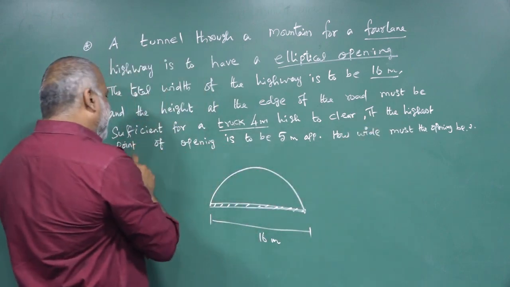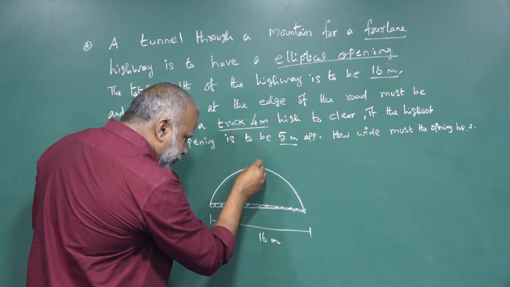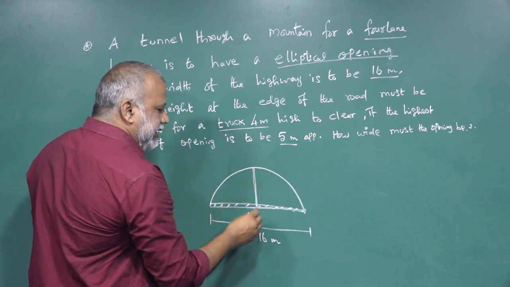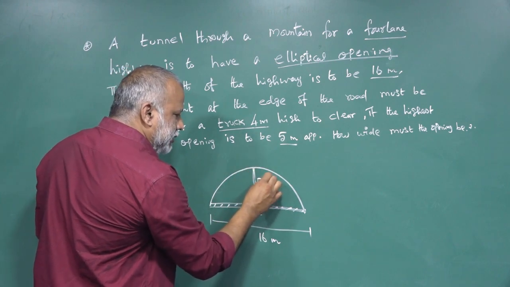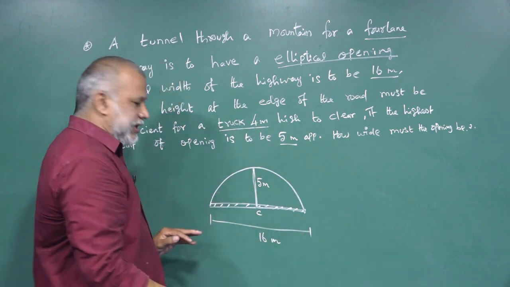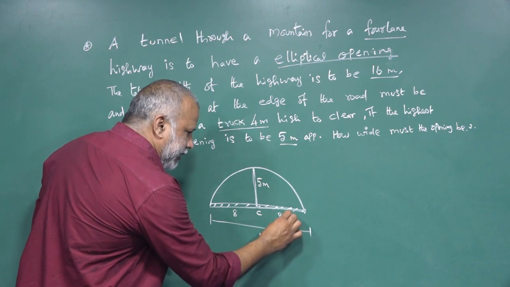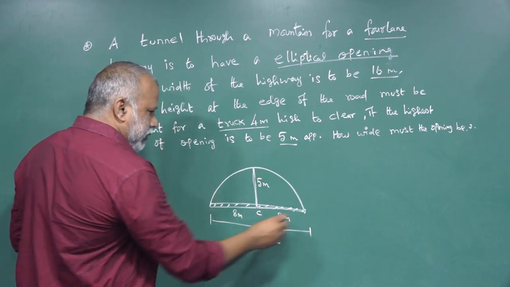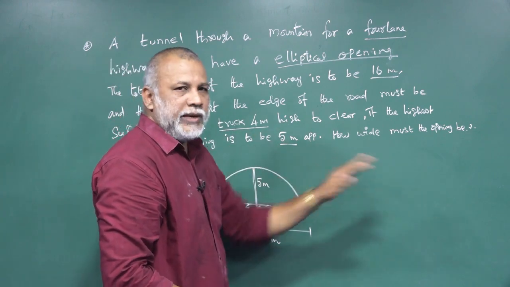If the highest point of the opening is to be 5 meter, the highest point of the opening is nothing but from the center. From the center, the highest point is 5 meter. Consider it is 5 meter. Then the total width is 16 meter. So we are converting, it must be 8 meter on each side. Now listen carefully. With the help of this, we are going to work out a fair diagram.